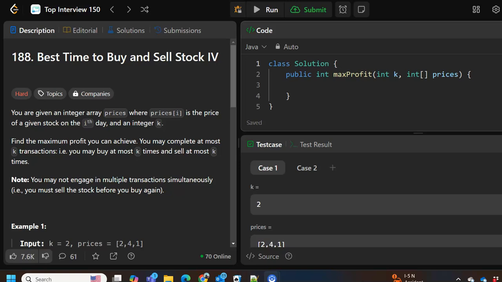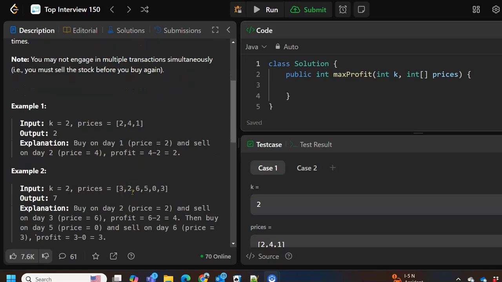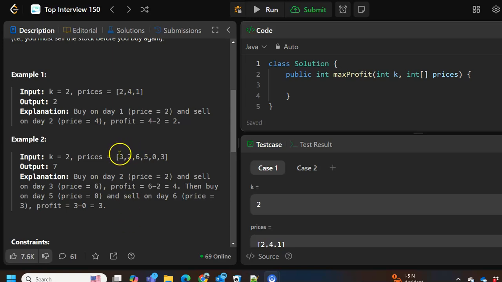Actually, let's look at an example or 2 here. Each price represents a day. This one is a little bit more interesting. K is 2, at most 2 transactions. So you could buy on day 2 at a price of 2, sell on day 3, price of 6, and a profit of 4. You could buy again on day 5 at 0, sell on day 6 for a profit of 3, total profit 7.